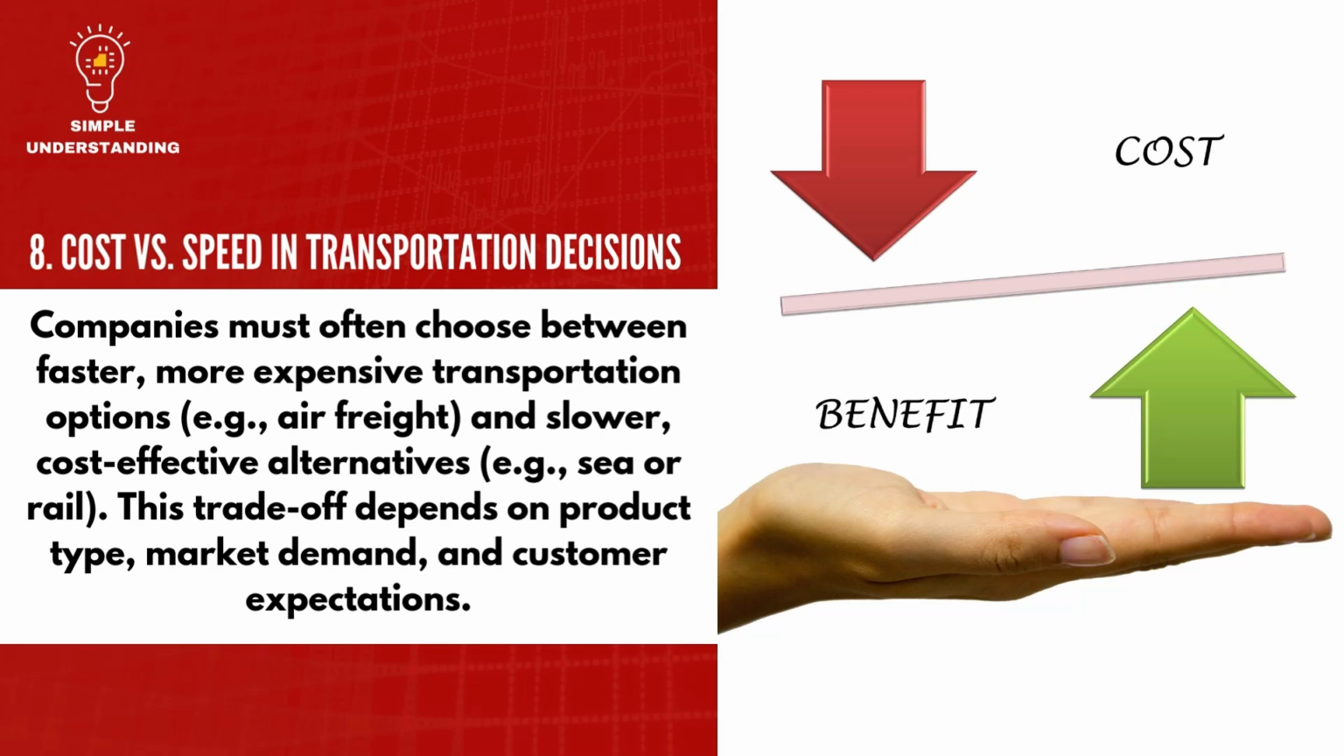8. Cost versus speed in transportation decisions. Explanation. Companies must often choose between faster, more expensive transportation options, e.g., air freight, and slower, cost-effective alternatives, e.g., sea or rail. This trade-off depends on product type, market demand, and customer expectations.